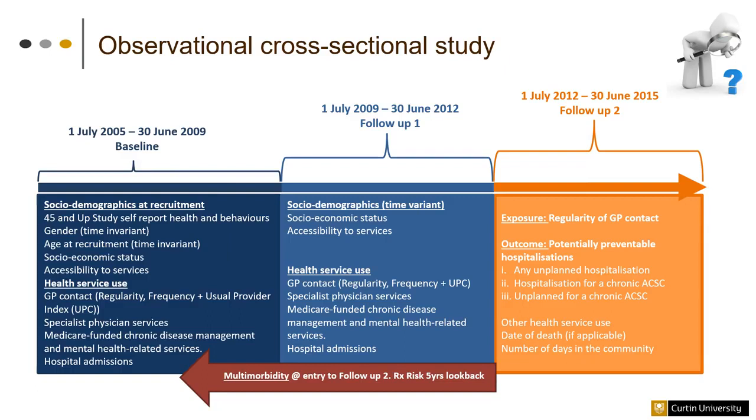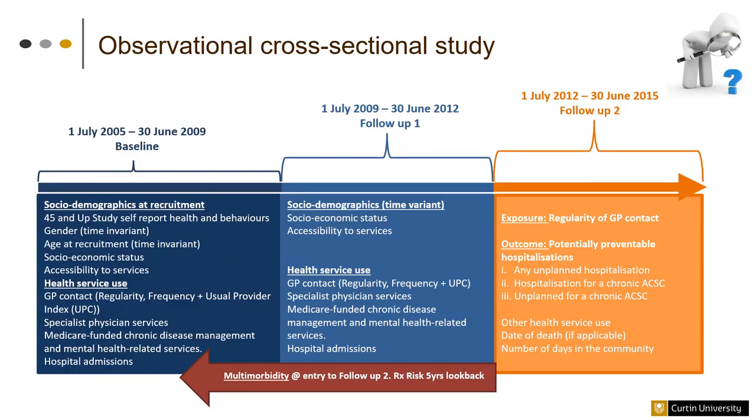Since the definition of a potentially preventable hospitalisation is not standardised, we captured it in 3 different ways. The broadest definition was any unplanned hospitalisation. The second definition was more restricted to any hospitalisations for a chronic ambulatory care sensitive condition previously identified by the Australian National Health Performance Framework. And the third, which was the most restricted definition, was the unplanned hospitalisations for chronic ambulatory care sensitive conditions.